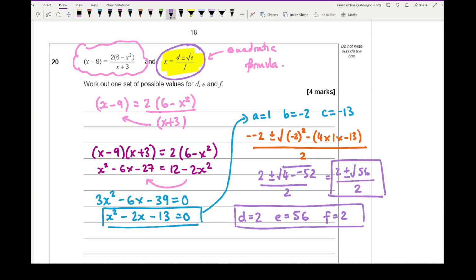Other possible solutions would be if you, let's say, multiplied each of those values by a certain factor for it to still give you the same value. So for example, we could multiply everything by 2, in which case we'd get different values of D, E and F, etc. But the simplified integers are going to be 2, 56 and 2.